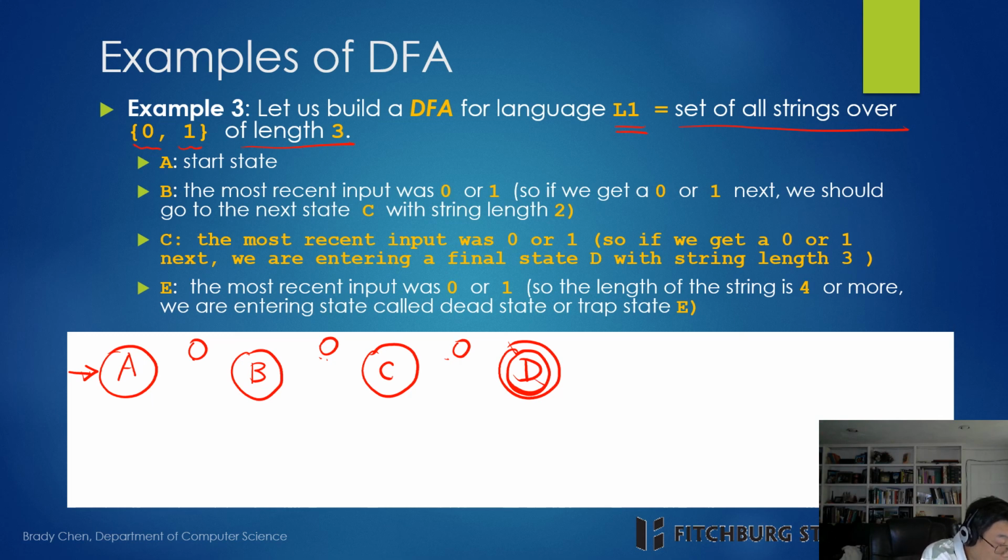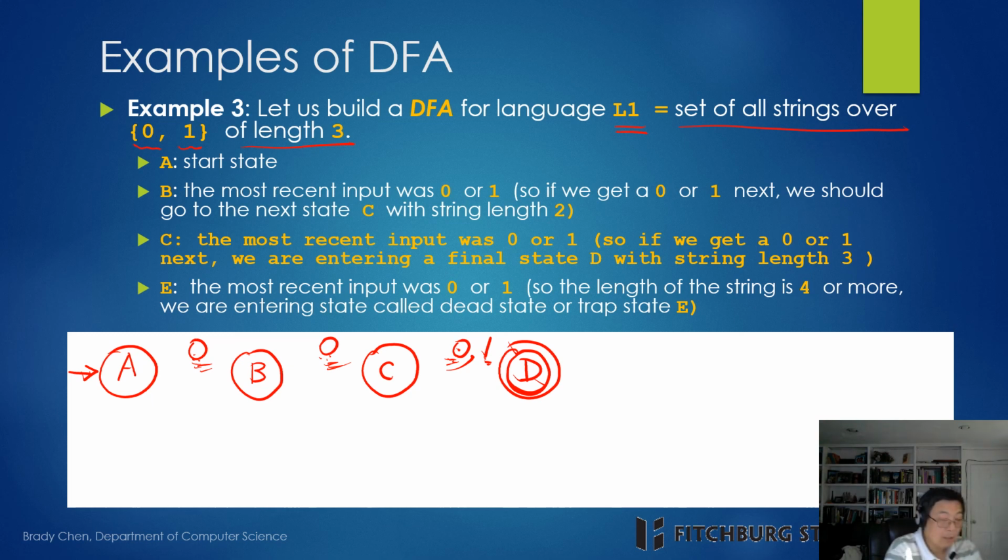Now what about if we start from state A, and the first character is 0, and the second character is 0, and the third character is 1? We're still going to go to the accepting state, right? So it doesn't matter whether it's 0 or 1. Whether it's 0, 0, 0, or 0, 0, 1, both of these are strings of length 3.